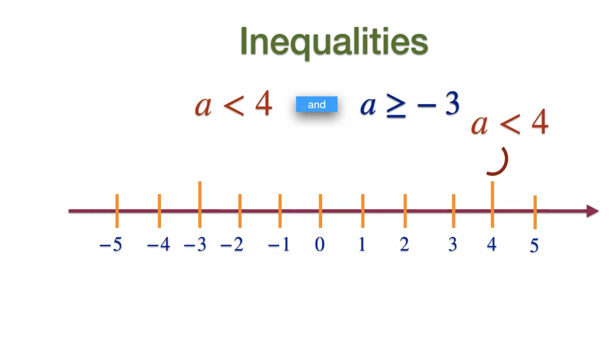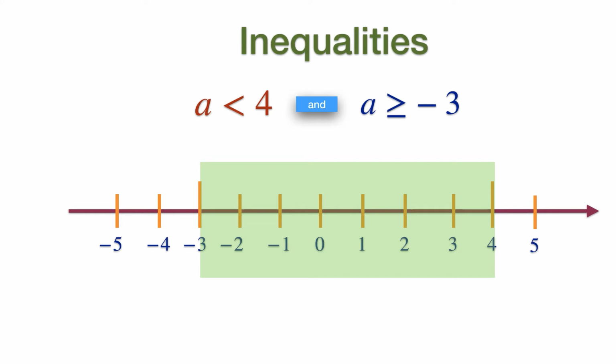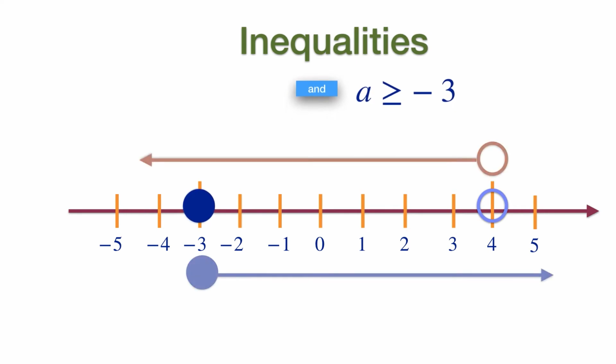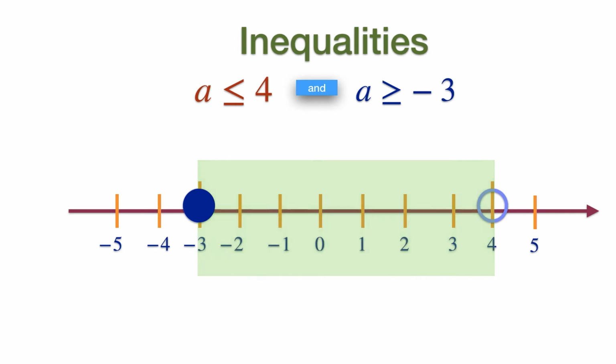If, however, a is greater than or equal to -3, then the circle at -3 would have to be shaded to show that -3 is included in the inequality. Hence, the sandwich inequality now will be a greater than or equal to -3 but less than 4. If a is also less than or equal to 4, then we also need to color the circle at 4. Values of a that satisfy the inequalities are now any number between -3 to 4 inclusive.